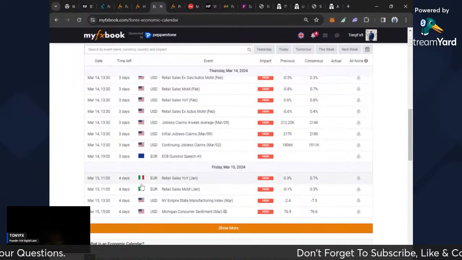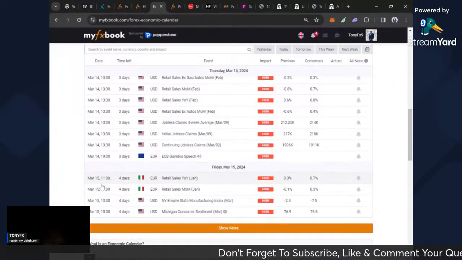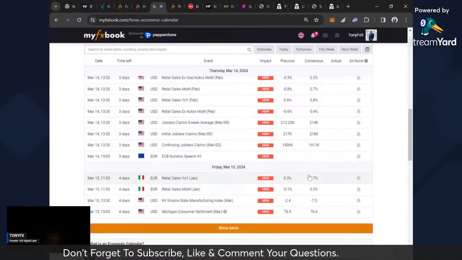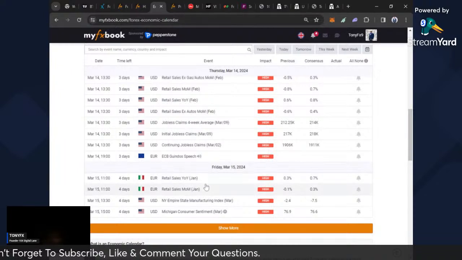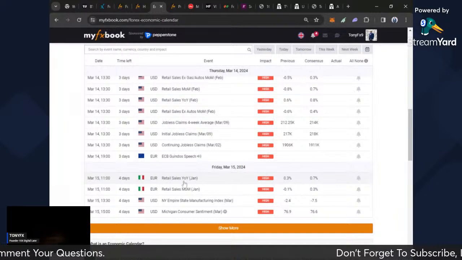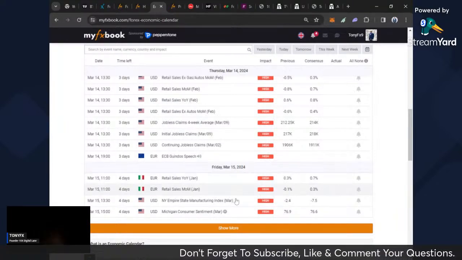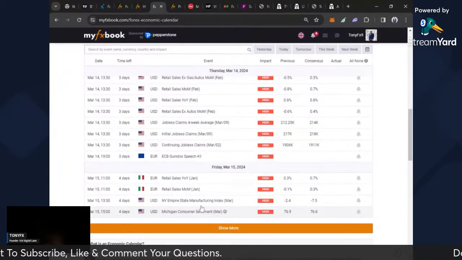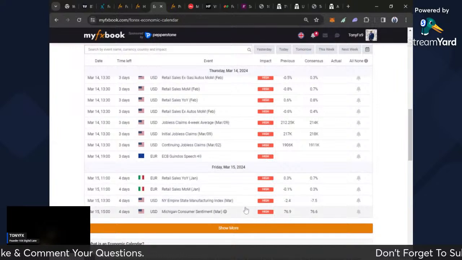Then on Friday, to wrap up the week, London session 11 o'clock, we have retail sales year over year and month over month. If we see a figure higher than 0.7%, it is good for Euro. But a figure lower than 0.7% is bad for the Euro. Then New York session, we have Michigan consumer sentiment and New York Empire State manufacturing. This doesn't really have much pressure on the market.